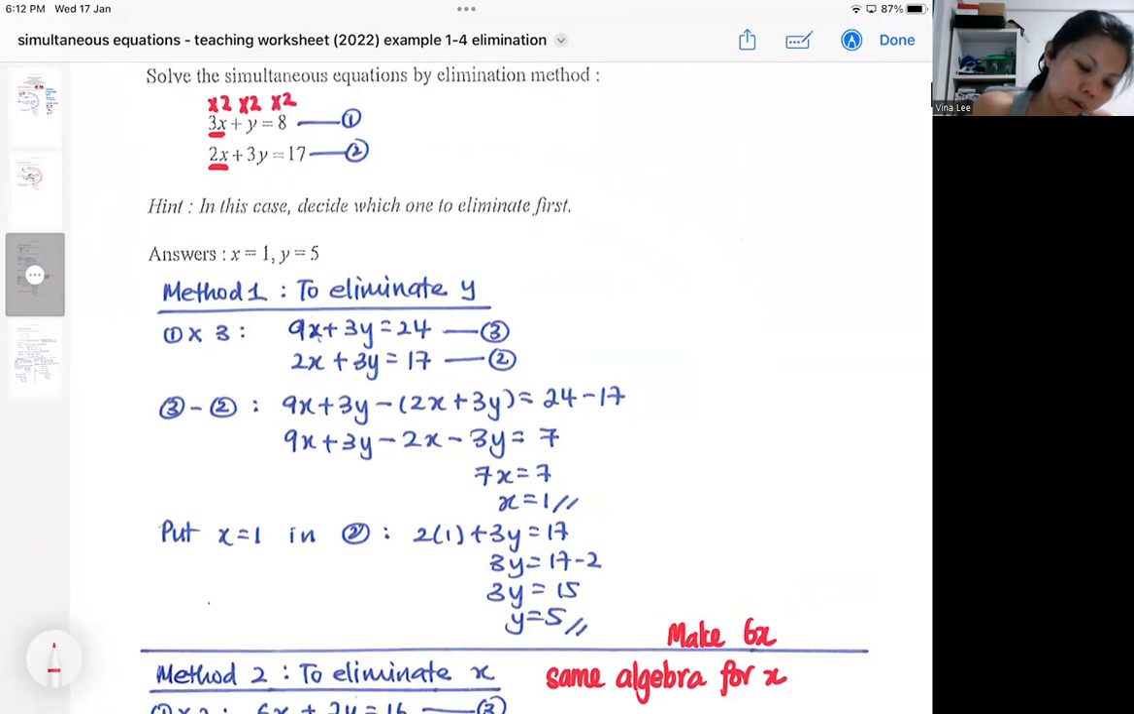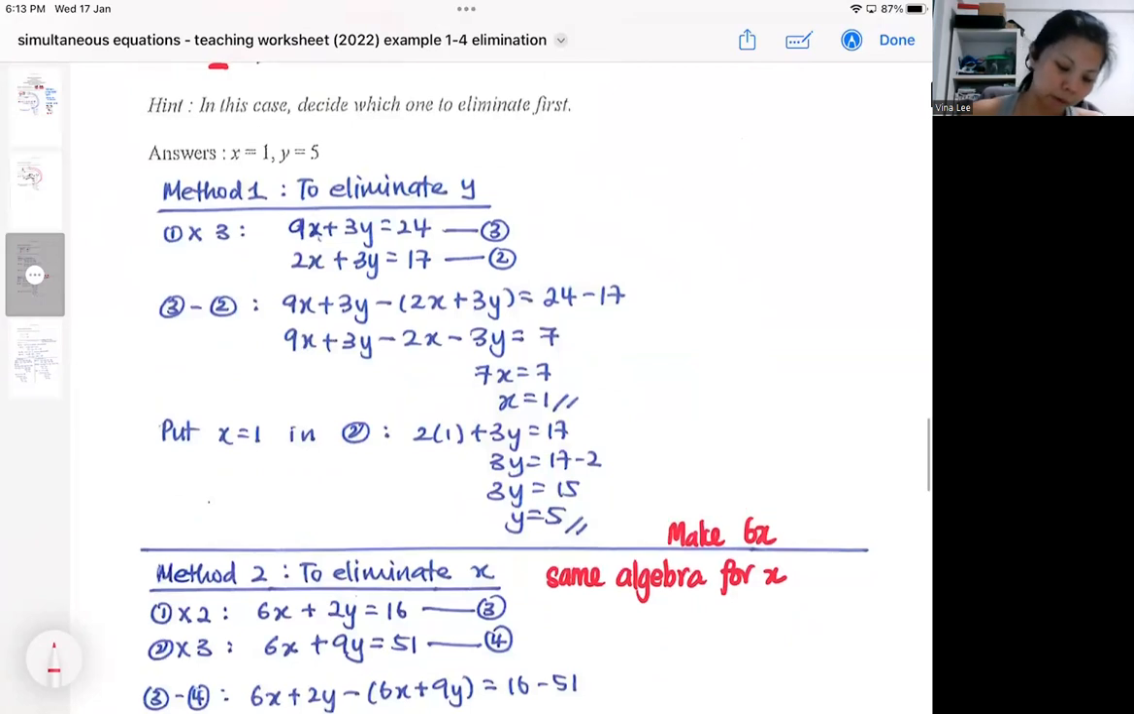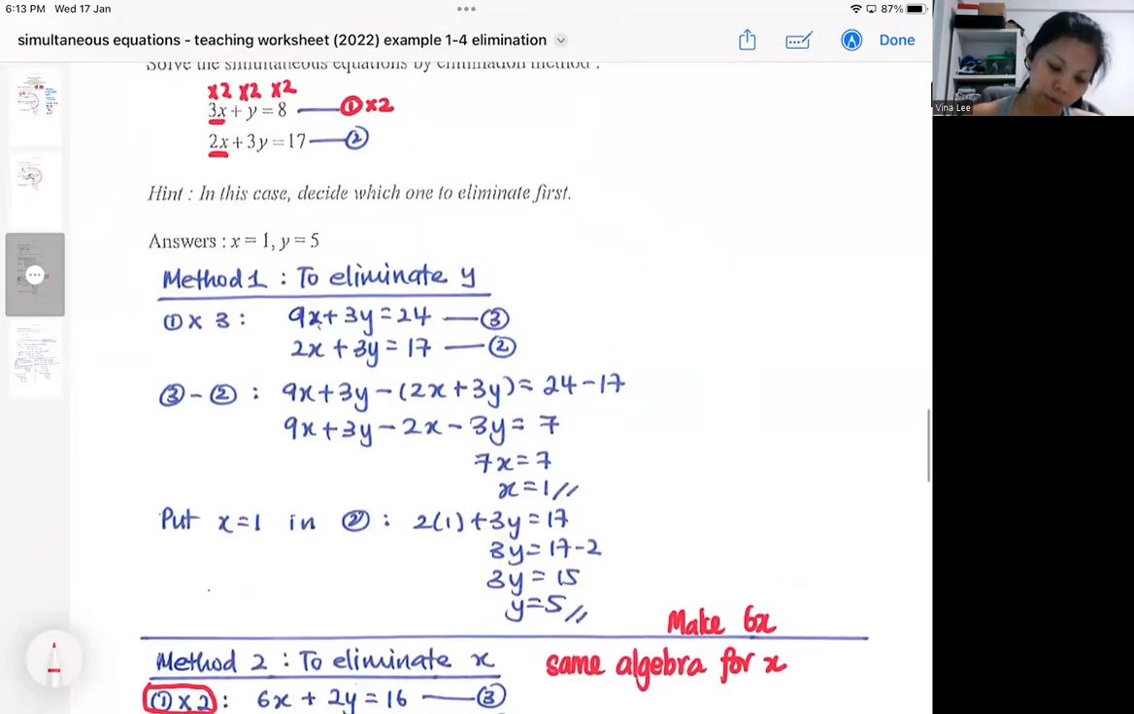The whole equation here will be multiplied by 2. That's exactly what I'm doing here. That's how I get my 6x, my 2y, and my 16. When you say the whole equation multiplied by 2, it means everything on the left side is multiplied by 2, and everything on the right side is also multiplied by 2.